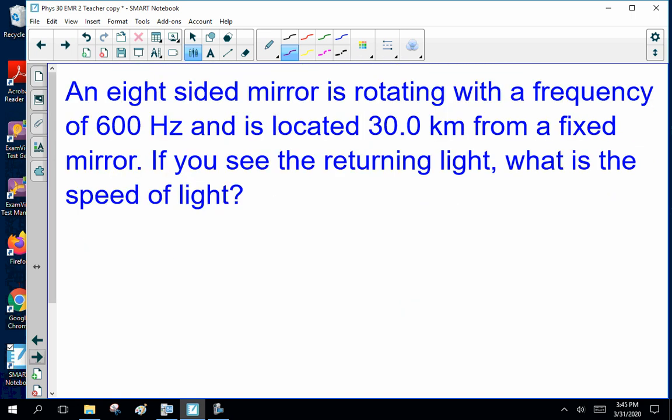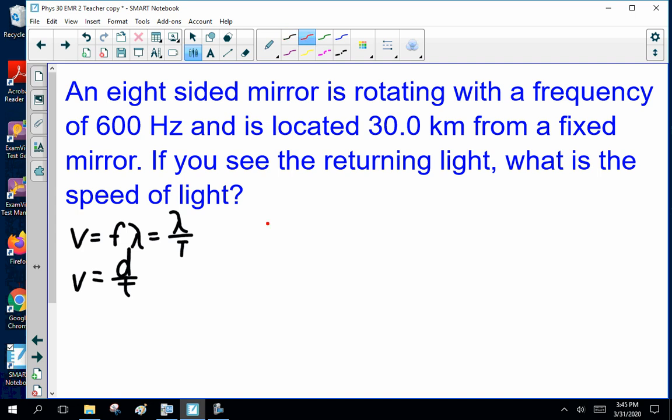Now, an 8-sided mirror is rotating with a frequency of 600 hertz and is located 30 kilometers from a fixed mirror. If you see the returning light, what is the speed of light? All right. Velocity is frequency times wavelength, which is wavelength over period, or velocity is displacement over time.